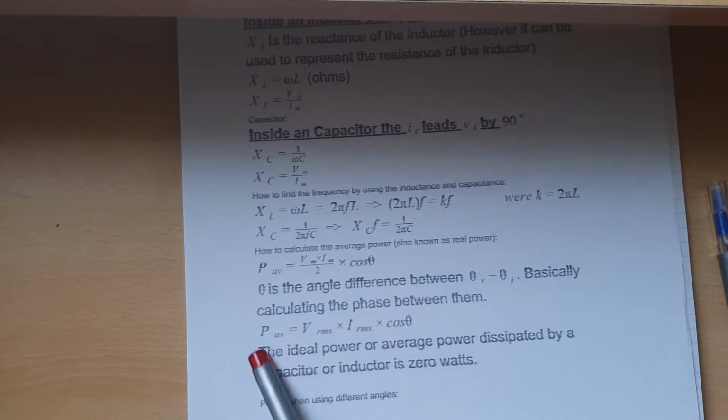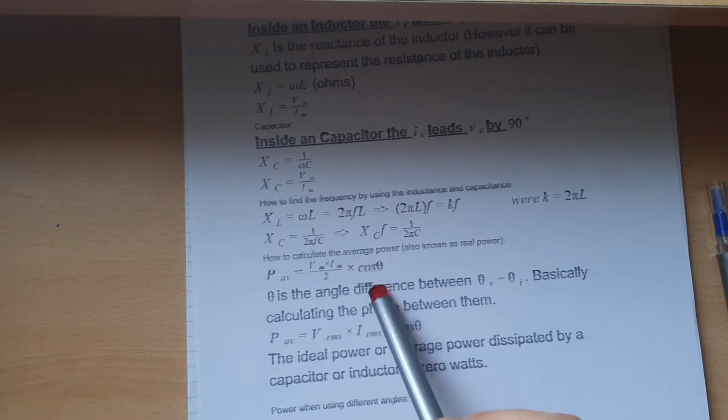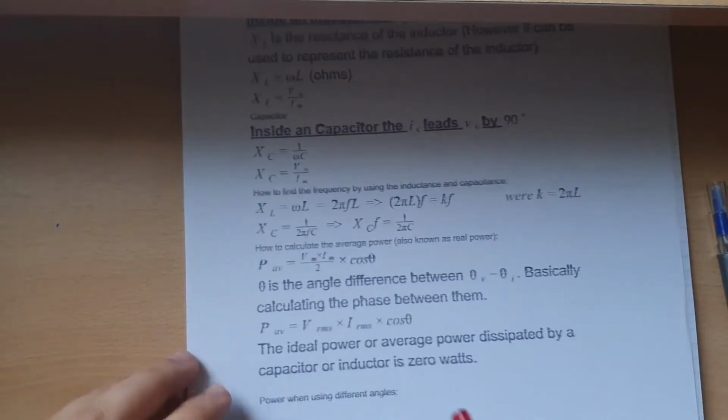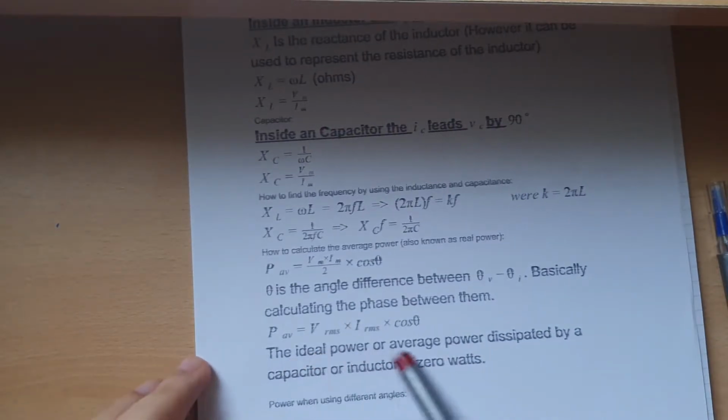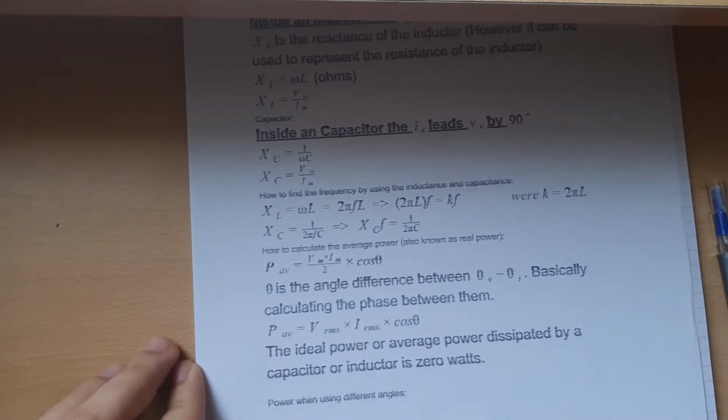And also another way to write it down is by using the RMS. If you don't want to use the peak values, you can use the RMS values. You just multiply the peak values by 0.707, and then you multiply by the cosine of the angle again. Okay, and here is a note for you that says the ideal power or average power dissipated by a capacitor or inductor is 0 watts. So that is the ideal power.